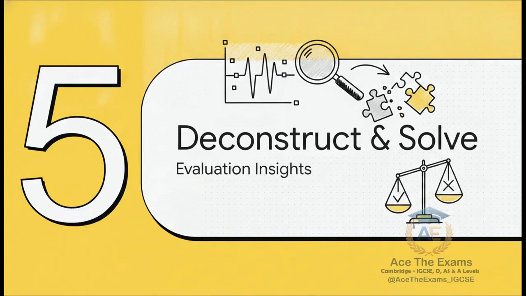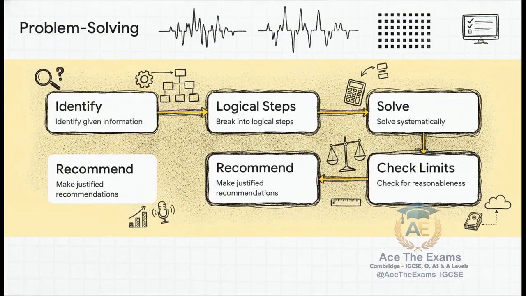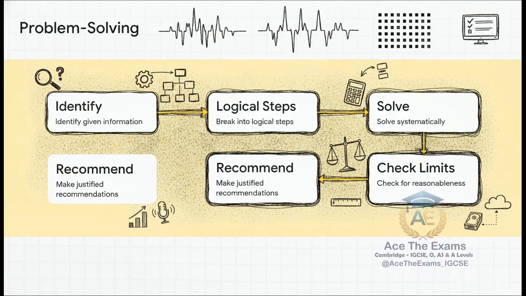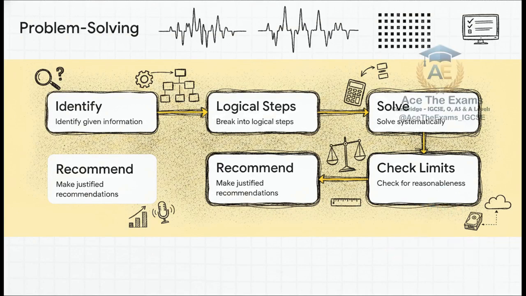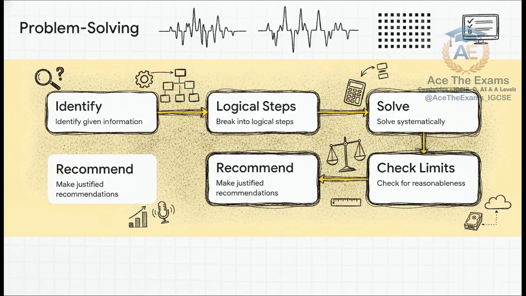Section 5, deconstruct, solve, evaluate. This deconstruct, solve, evaluate framework is exactly what top-scoring candidates use to analyze trade-offs and build airtight decisions. Imagine you're faced with a really complex problem about optimizing a file for both accuracy and size. First, you deconstruct it by identifying the constraints. Next, you solve it systematically. And finally, and most importantly, you evaluate. Check for reasonableness and make justified recommendations.